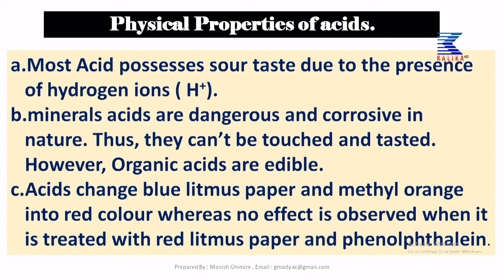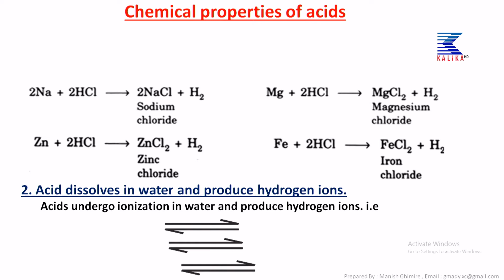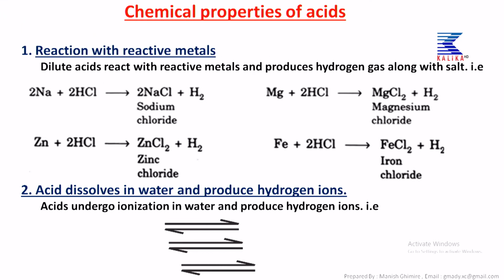So let us move forward. We completed that. Now it's a turn to read about chemical properties of acids. You can see there the very first point, reaction with reactive metals. This is the most important chemical reaction that you need to understand. Acids show various chemical changes with different chemical substances and reactants. The very first chemical property is the reaction of acid with reactive metals.